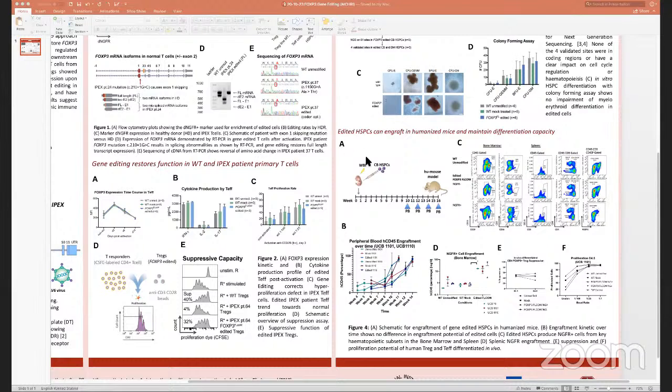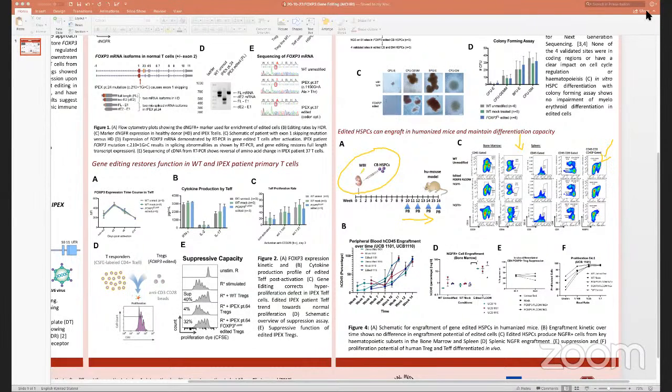We took day 3, day 4 irradiated NSG-SGM3 mice, engrafted them with gene-edited HSPCs, and looked at the engraftment over time. We found that gene-edited HSPCs were capable of multilineage engraftment, producing key hematopoietic subsets, including T effector CD4s, as well as CD25 FOXP3 positive putative Tregs.